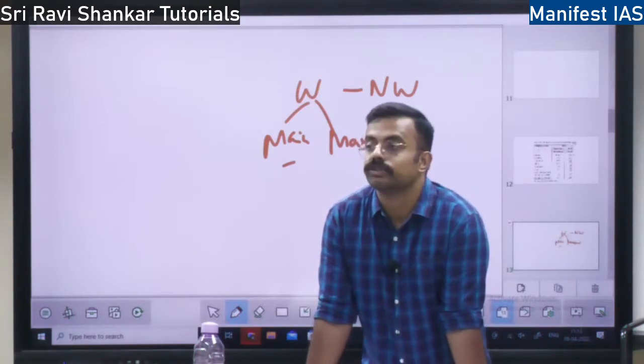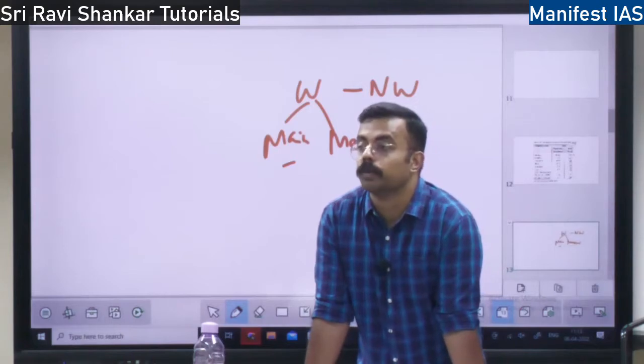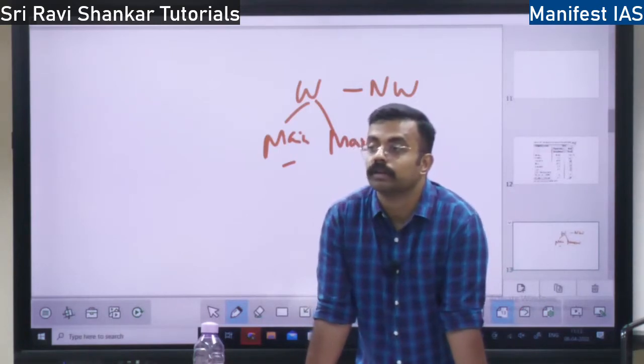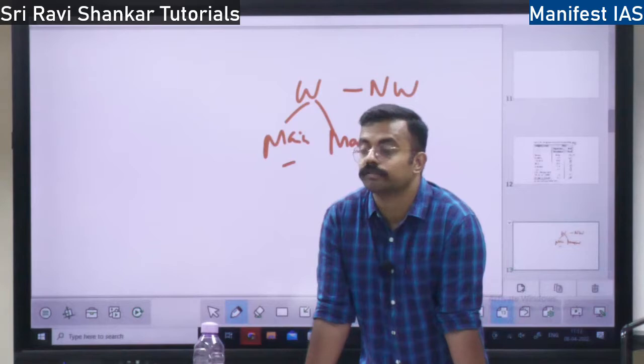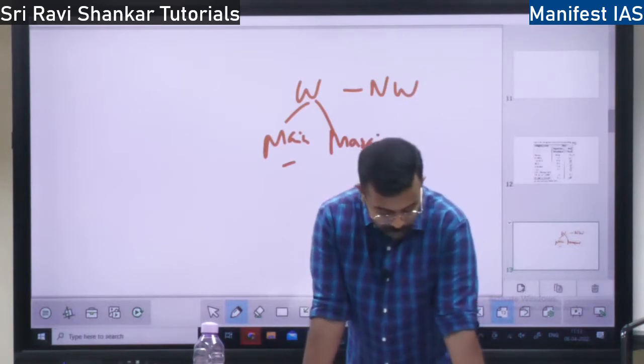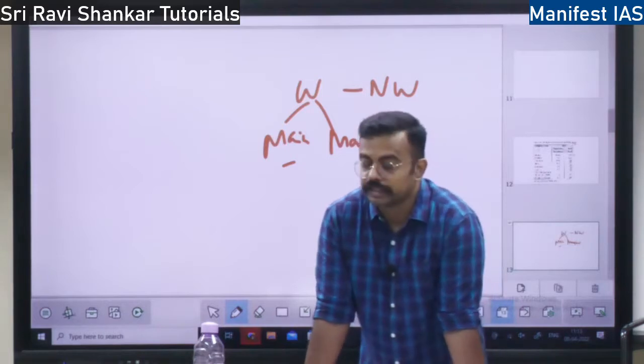Not only that, in the 1970s, there was oil boom. Where was oil boom? In the Gulf countries. Because of which Indians went and settled there in the Gulf countries, right? So in West Asia, that is the second wave.